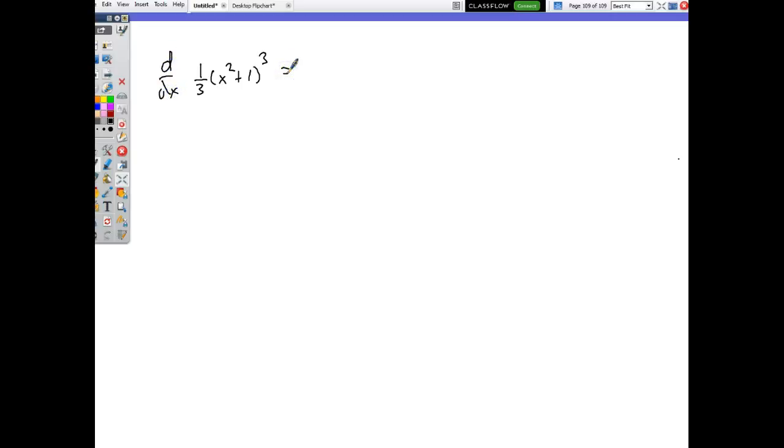It'd be 2. What would I do, Laurel? 2x plus 1/3. I would throw the 3 out in front, you're saying? So I'd throw the 3 out in front. The inside would become (x squared plus 1) to the second power. Then what would I do? Derivative of the inside, yes. And I get 2x. And so I'd end up with (x squared plus 1) squared times 2x. Agreed. All right.